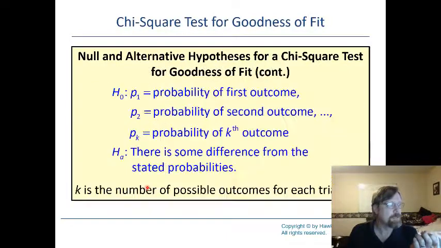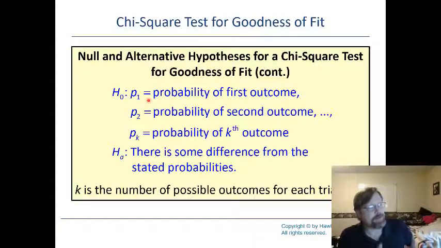So we could phrase these as such: P1 equals 1/6, P2 equals 1/6, and so on. If these were different, I could phrase it as P1 equals 2/6, maybe I've got a die with two ones and no fives, so I've got 2/6 chance of rolling a one, whatever the probabilities are. The alternative, again, is there's some differences.